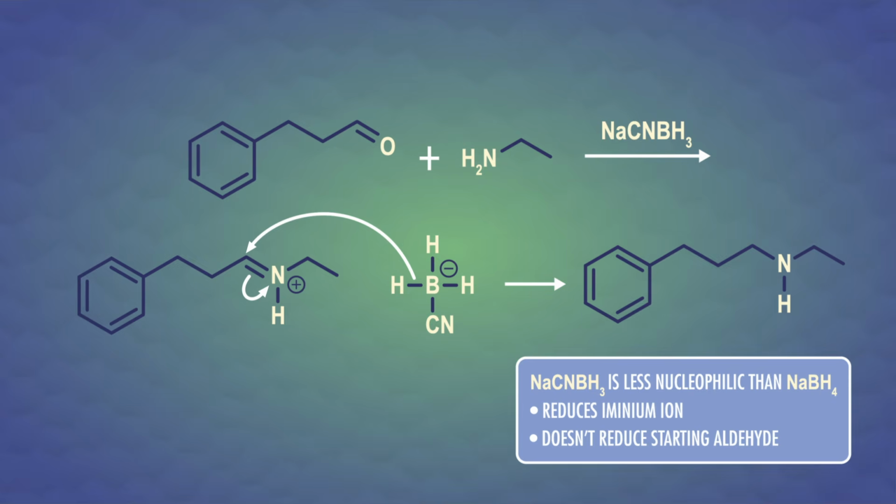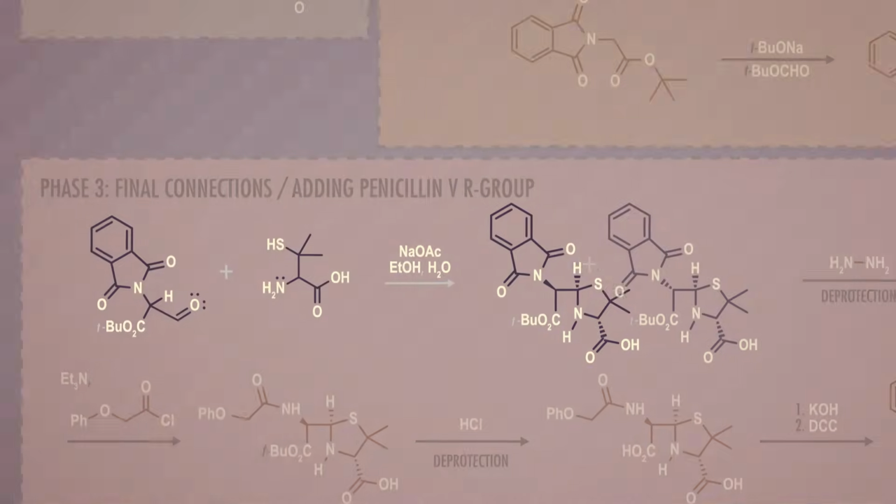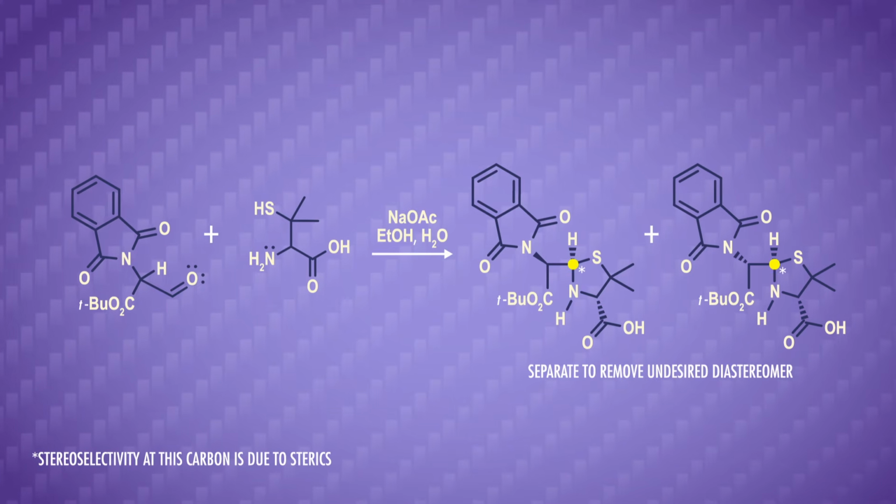This is where we can customize what gets added to the amine, simply by changing the alkyl group attached to the carbonyl compound. While we're talking about aminium ions, we should highlight where they play a role in our mold medicine map of penicillin V. This step uses a similar reaction to close one of the rings.